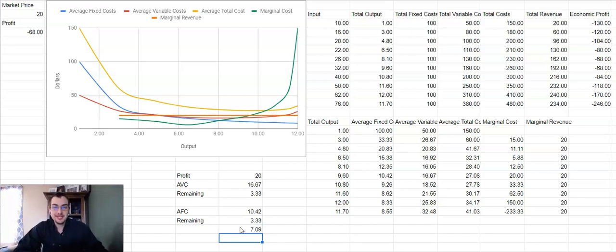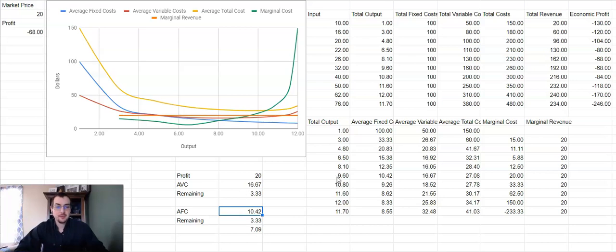But by continuing to produce at that particular output, our total loss is $7 per unit, rather than what potentially could have been $10.42 a unit. So it doesn't truly make sense to just shut down whenever we're in between the shutdown and the break-even point, because we can use that leftover amount to still try and cover some of our fixed costs. So let's look at it from the total standpoint.